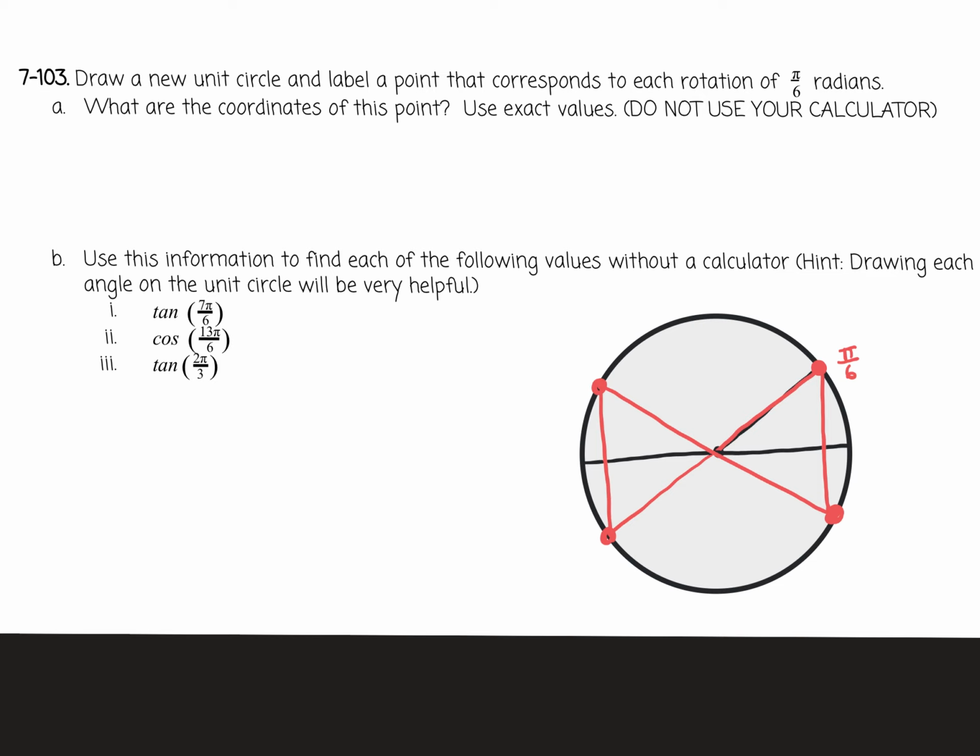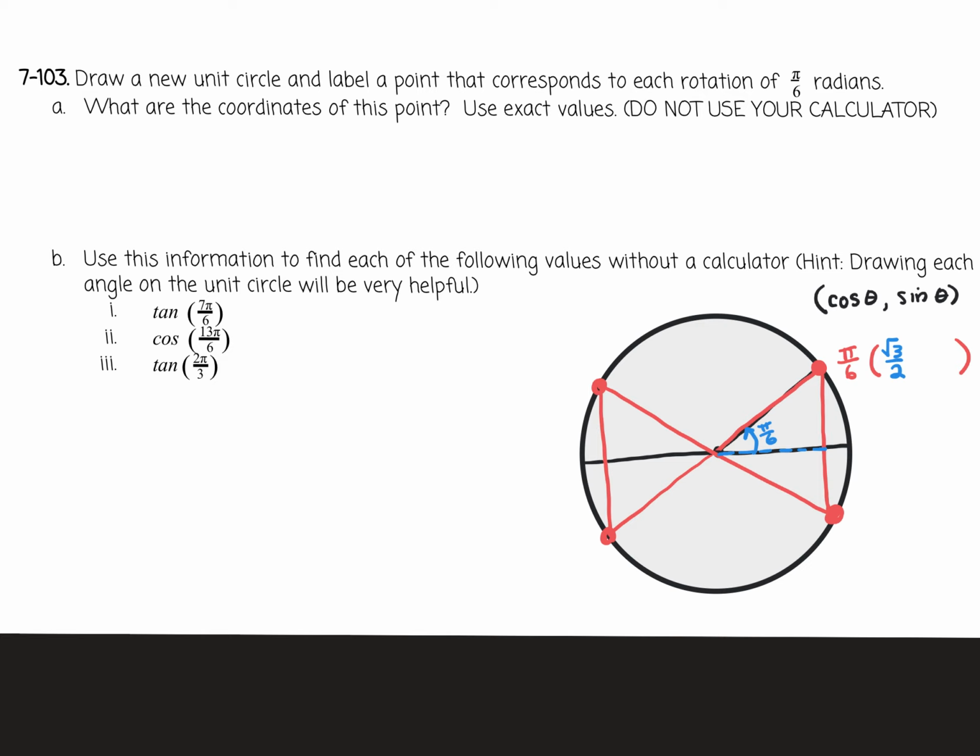What are the coordinates of this point? So at pi over 6, remember the ordered pair at any point on the unit circle is going to be the cosine of theta, sine of theta. So what I have to know is what is the cosine of theta? What is this length? Remembering that this is our pi over 6. So the length is radical 3 over 2.